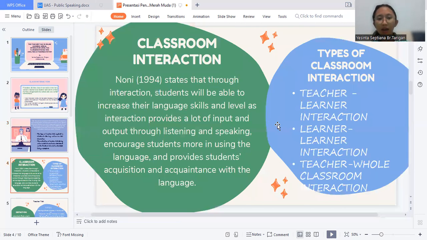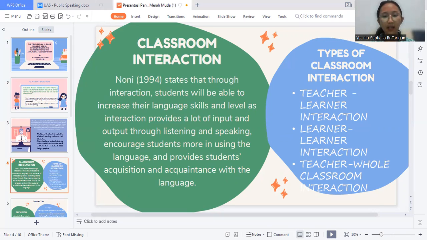And then, what is classroom interaction? Noni states that through interaction, students will be able to increase their language skills and level, as interaction provides a lot of input and output through listening and speaking. It encourages students to use the language more and provides students with acquisition and acquaintance with the language. And there are three types of classroom interaction.